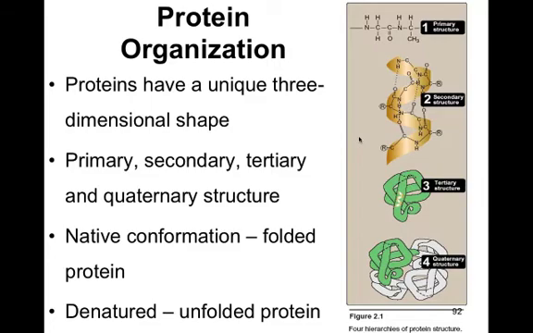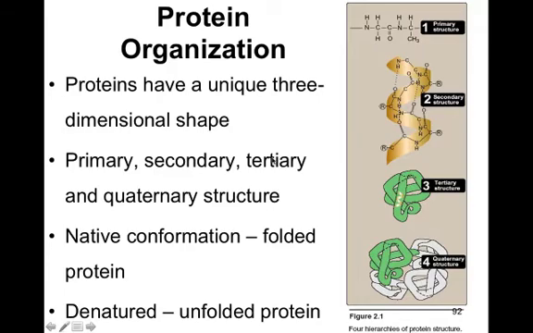The most common types of secondary structures are the alpha helix and the beta pleated sheet. The secondary structures are stabilized by hydrogen bonds, which form between the oxygen of the carbonyl group of one amino acid and the hydrogen of the amino group of the second amino acid.